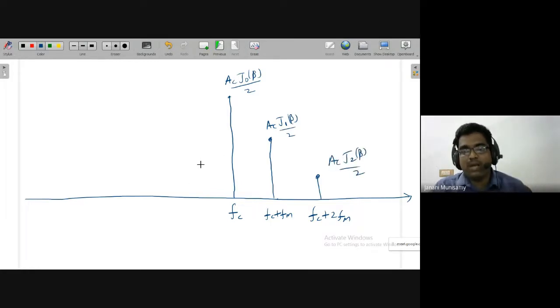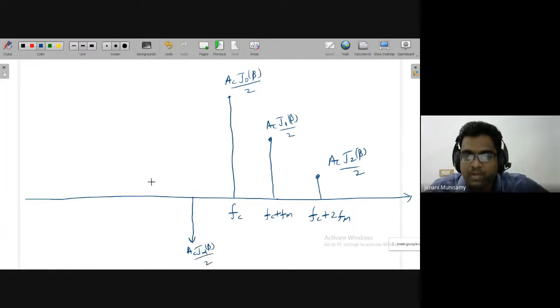Similarly, I will be having spectrum on the opposite side. Again, for the negative, if it is positive, it is an odd number. 1 means odd number. So I will have a negative value. So this is AC J of minus 1 beta divided by 2. This is for n is equal to minus 1.